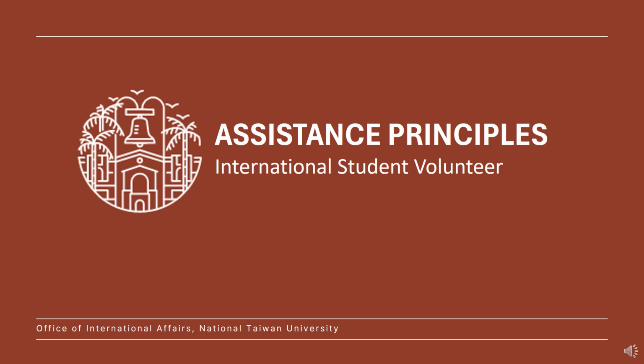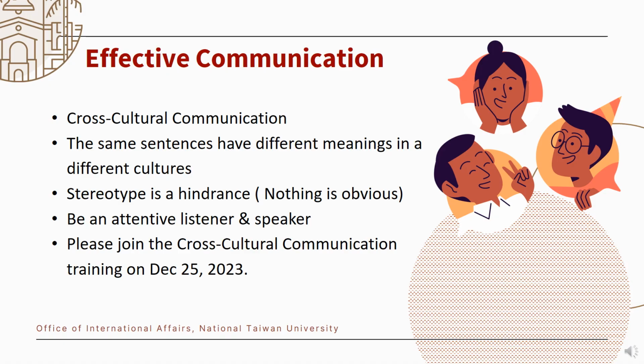So let's talk about the principles, okay? So in this kind of assistance program, to have effective communication is quite important, which means your cross-cultural communication ability matters. Since we're dealing with people coming from different cultures and backgrounds, the same sentence can have different meanings in a different culture. For example, in Taiwan, I believe that some of you might know that when saying hi, sometimes we can say, 你吃饱了吗? Have you eaten? Have you taken your breakfast or your lunch? But this same question might be very impolite in different cultures.